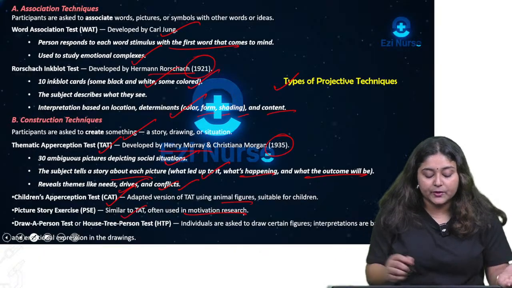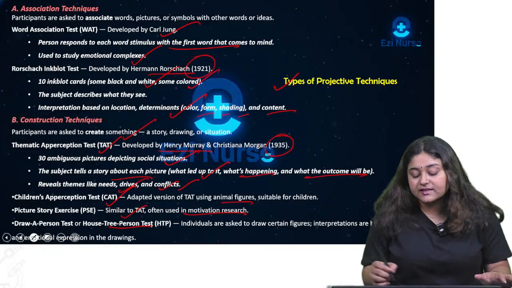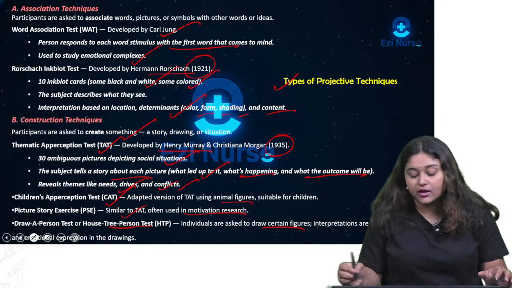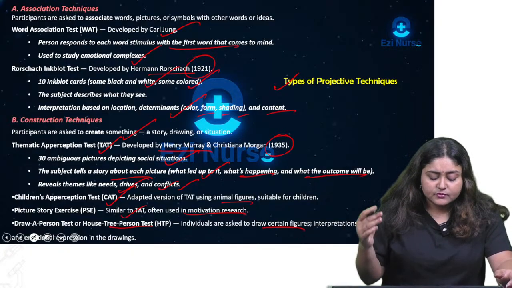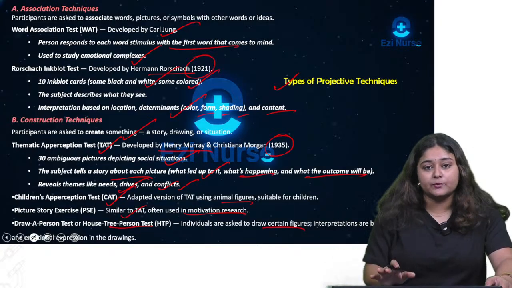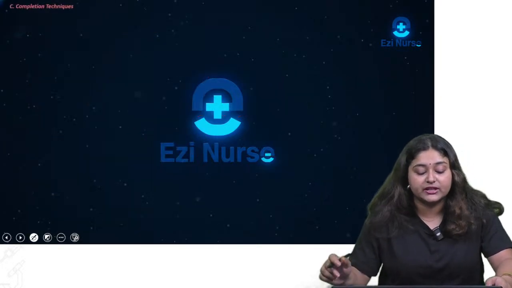Next is the Draw-a-Person test or House-Tree-Person test, the HTP. Individuals are asked to draw certain figures, which is based on symbolic and emotional expression in the drawing. So based on the symbols and the emotions, they are interpreting. Okay, so these all are the types of projective technique.